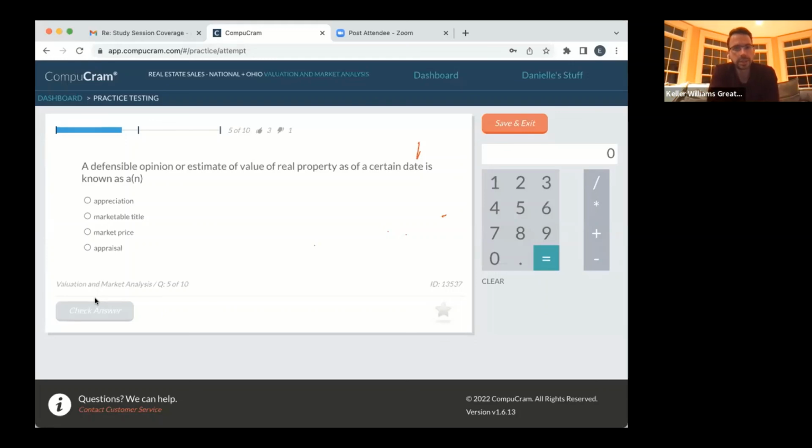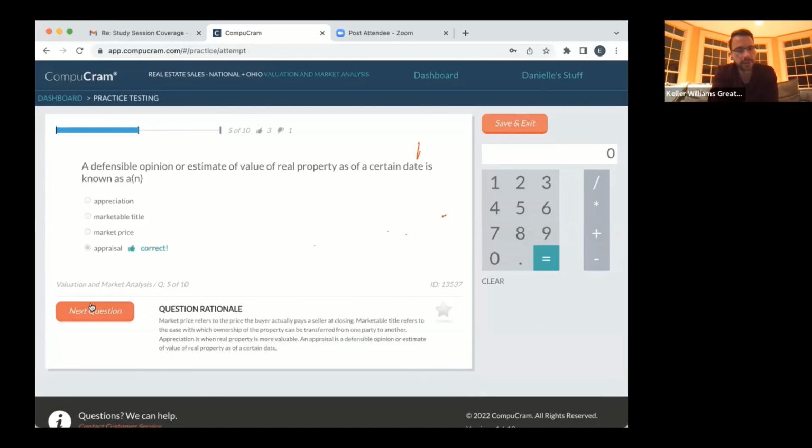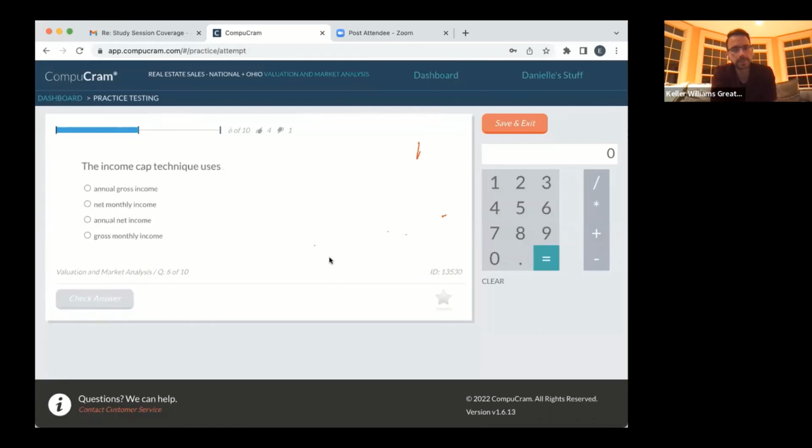Next question, a defensible opinion of an estimate of value of real property as of a certain date is known as an appraisal, a market price, marketable title, or appreciation. I read those backwards for you that are watching the screen. That is correct. It is an appraisal.